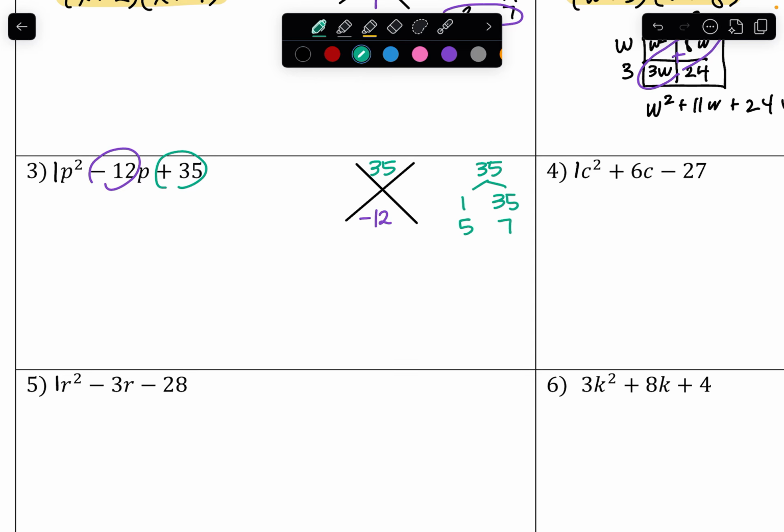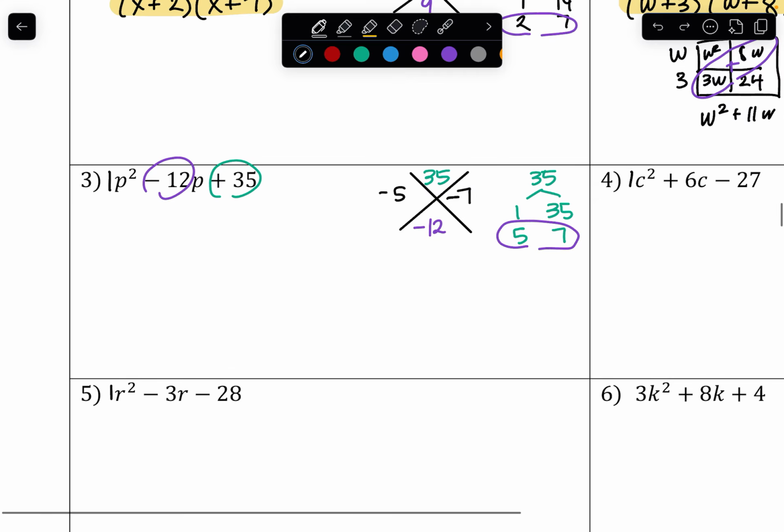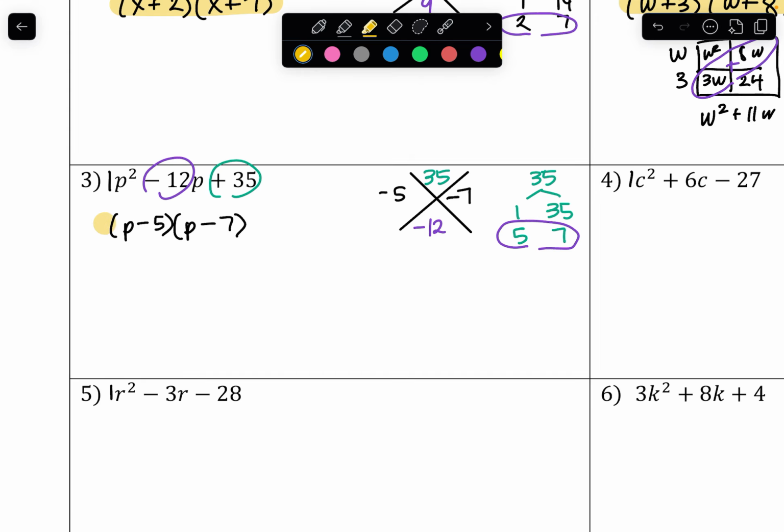Okay, and so the pair that could get us to 12 is 5 and 7, but we need them to add to negative 12. And so in order for that to work, they both need to be negative. Negative 5 plus negative 7 is negative 12, but if you multiply negative 5 and negative 7, they give you that positive 35. Okay, and so this would factor to p minus 5, p minus 7. Whenever your magic numbers are negative, you're going to see minus signs in those factors.